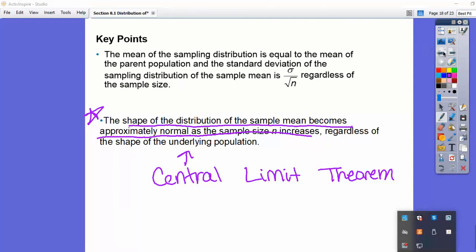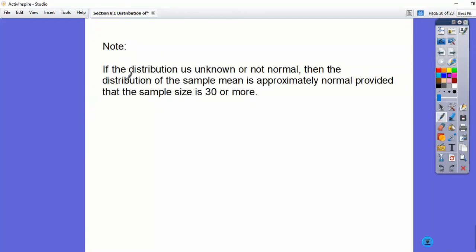The big thing you need to know, regardless of if the original is normal or not, we will assume the sample mean is approximately normal if the sample is 30 or more. So if it's less than 30, you would have to know that it was normal to be able to use your normal table. If my N is 30 or larger, I can use the normal table whether or not I told you that the original was normal. You want to write down that magic number 30 because it's going to come up. You're going to see that on tests and quizzes. You have to know if it's not normal, you need a sample of at least 30 to assume it is normal.